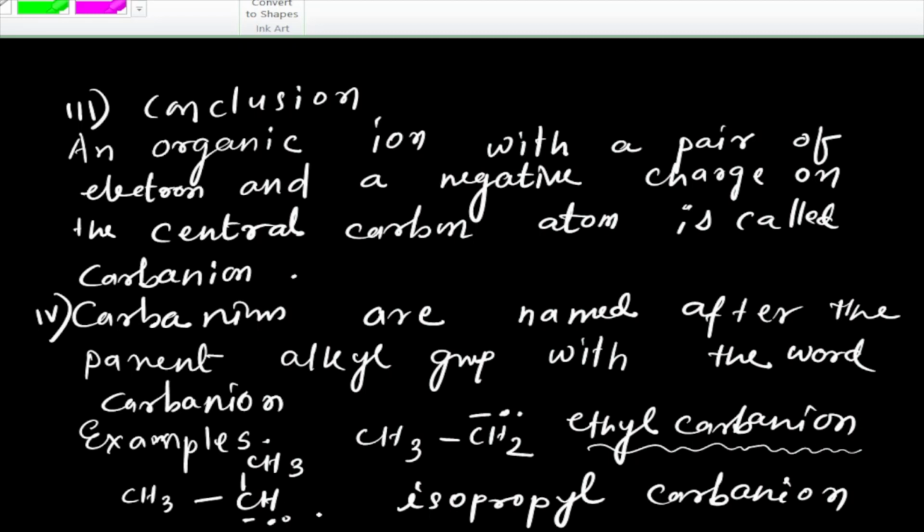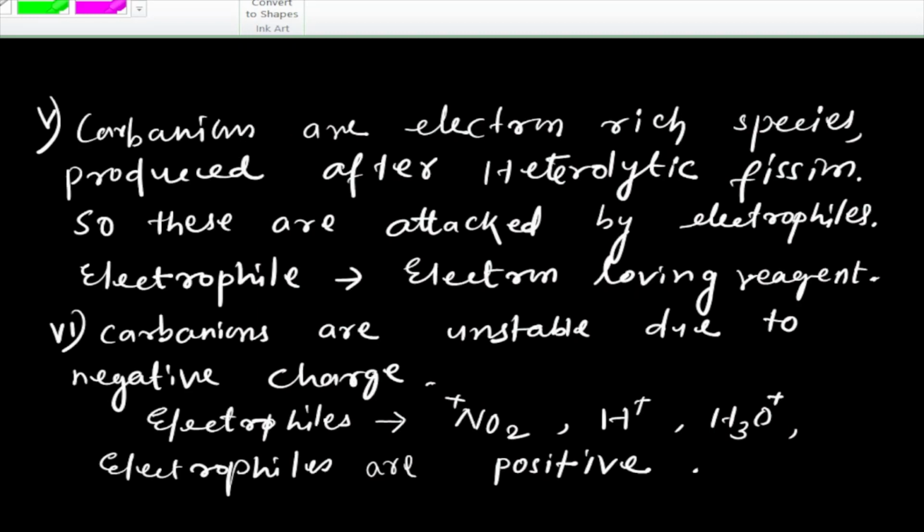If it is a propyl group, here what happened? If it is a propyl group, then what happened here? Here, isopropyl carbanion. It is called isopropyl. Carbanions are electron-rich species. What does electron-rich species mean? More electrons are there, and that is produced after heterolytic fission. In heterolytic fission, carbonium ion and carbanion are produced. Carbonium ion contains a positive charge and carbanion contains a negative charge.